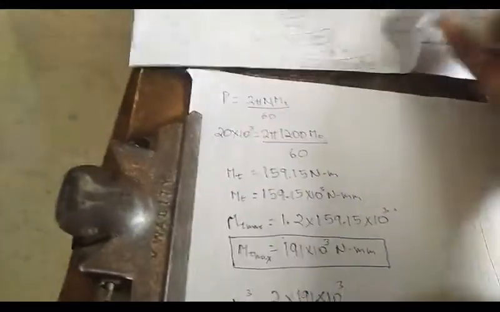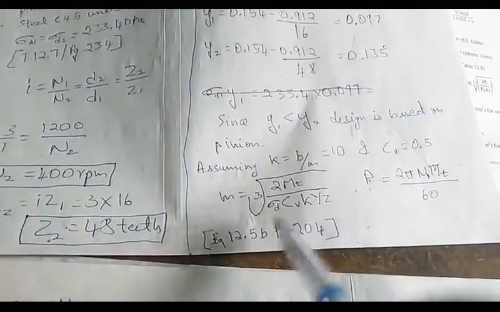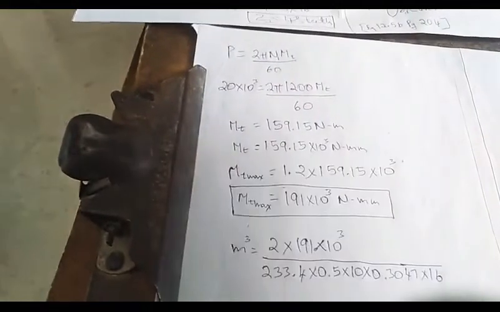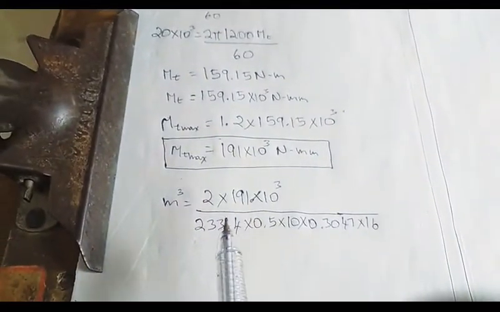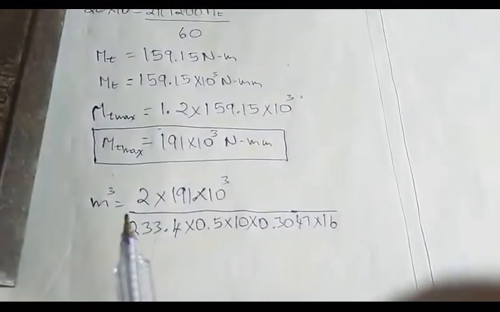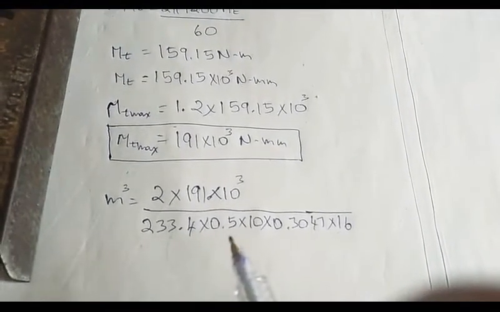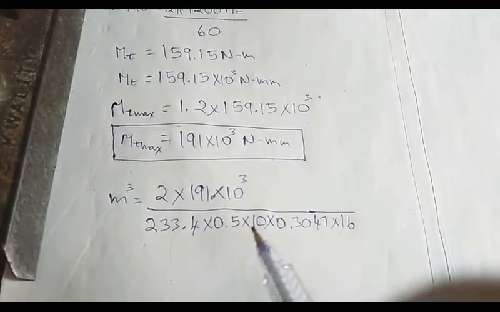Here we had considered the formula for module. Module M is equal to cube root of 2 times mt by sigma d cv k yz. So here I have substituted the values for that. This is 2 times mt, this is sigma d. Since we are considering design based on pinion, this is sigma d1, and this is cv, we had assumed 0.5. This is k, we have assumed 10.